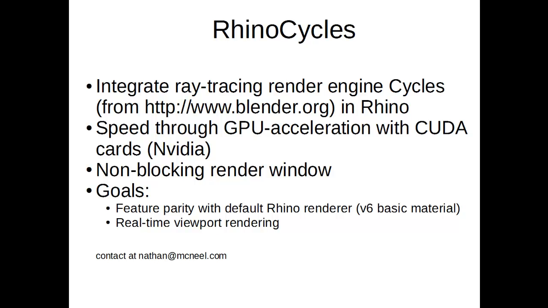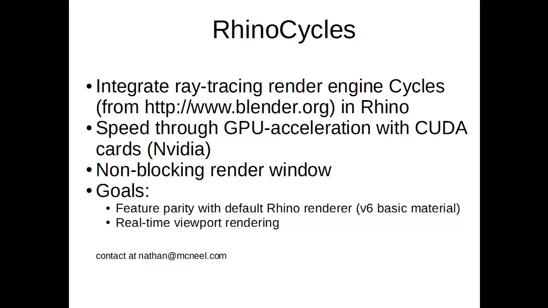This plugin has as a goal to integrate Cycles as a new render engine for Rhino users. Cycles is a ray tracing render engine, as I already said, and one of the nice things is that it is GPU accelerated. Current goals for this project are to get to feature parity with the default Rhino renderer, especially for the basic materials, and in the somewhat longer term to get real-time viewport rendering.